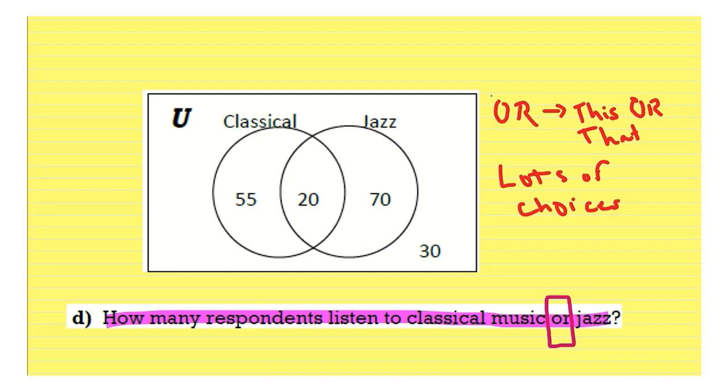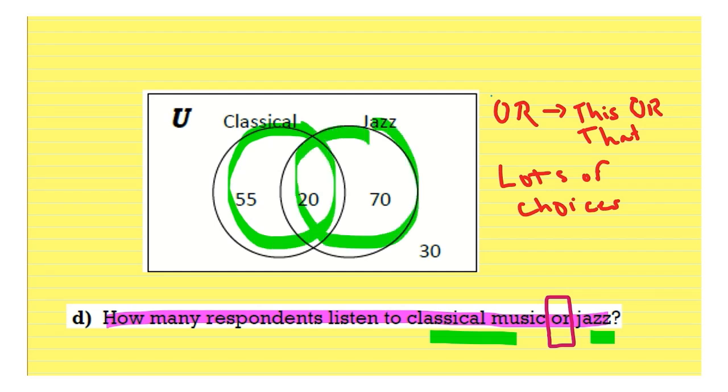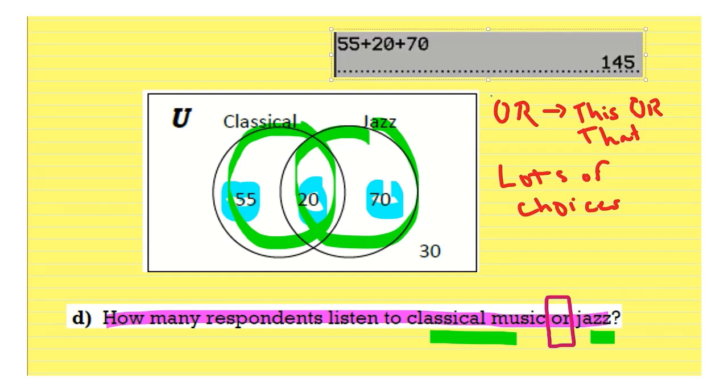So we are told that we have a choice of classical music or jazz music. So I can look at the classical music or I can look at the jazz music. I can choose any of these or these or these. Lots of choices. So I just need to add all of those numbers up. When I add up all those numbers, 55 plus 20 plus 70 adds up to 145. So 145 people listen to classical music or jazz music.